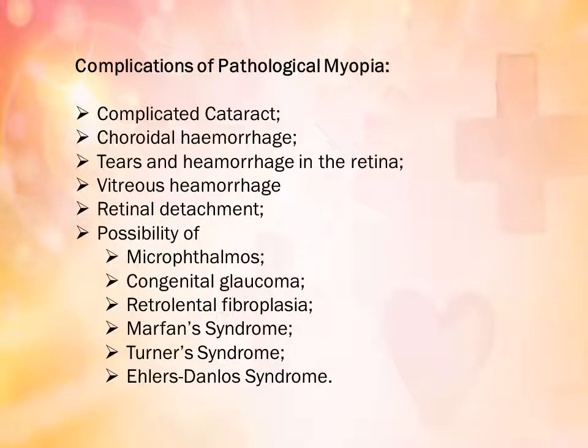Complications of pathological myopia: complicated cataract, choroidal hemorrhage, tears and hemorrhage in the retina, vitreous hemorrhage, retinal detachment, and the possibility of microphthalmos, congenital glaucoma, retrolental fibroplasia, Marfan syndrome, Turner syndrome, Ehlers-Danlos syndrome.